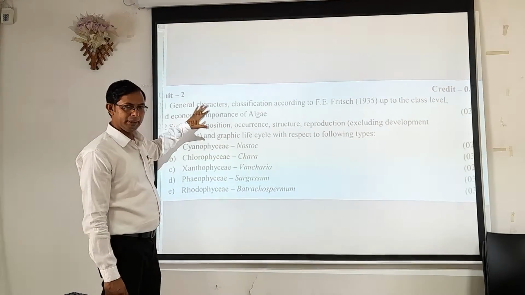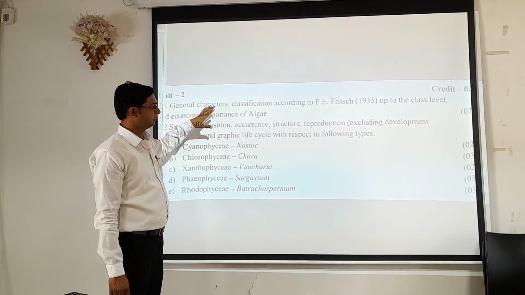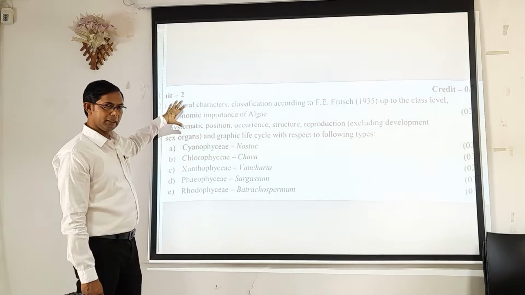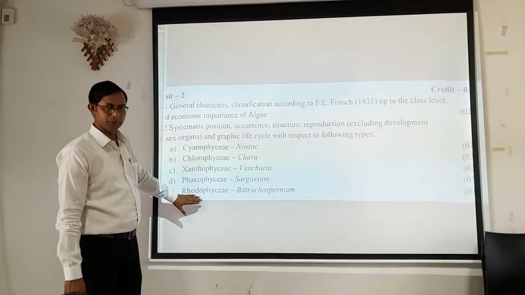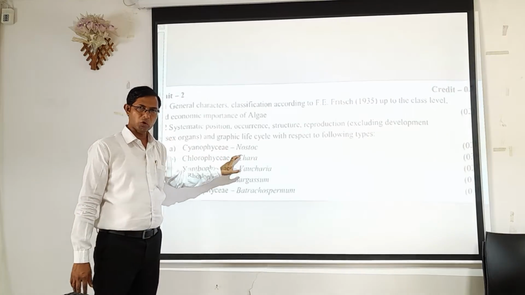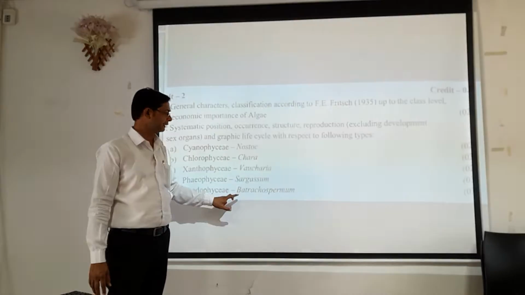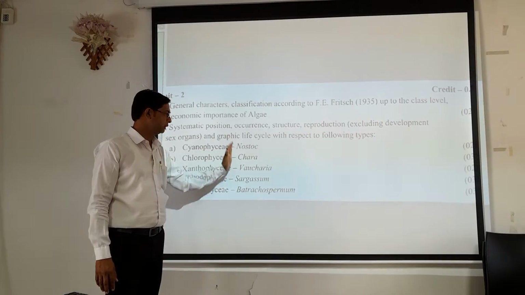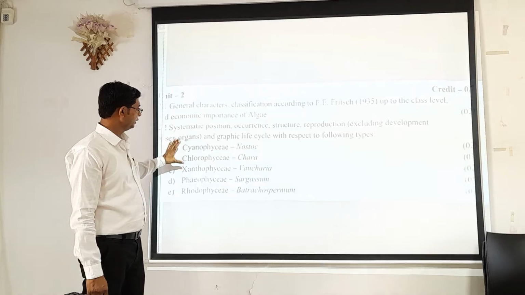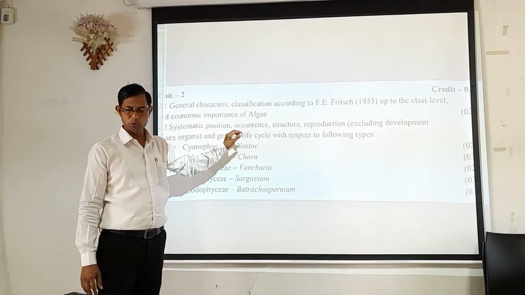If you have any confusion or any problem, you can directly come to me and we can discuss this part again. So we have gone through Nostoc, Chara, Vaucheria, Sargassum, and Batrachospermum. These are the examples of these particular families. Okay, so we have gone through this part also.